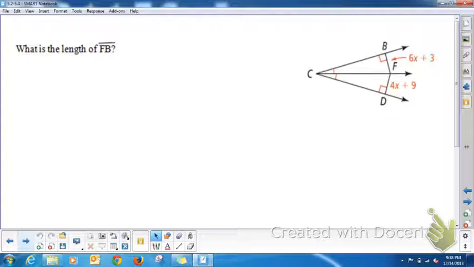What's the length of FB? You try this next one. Pause the video, make sure you're correct. You know that F is on the angle bisector of this angle BCD. FB is perpendicular to this side of the angle, ray CB, and FD is perpendicular to this side of the angle, ray CD. So therefore, using the angle bisector theorem, you know that these two segments are congruent. Solve for the value of x and find the length of FB. Pause the video, check your work when you're done.